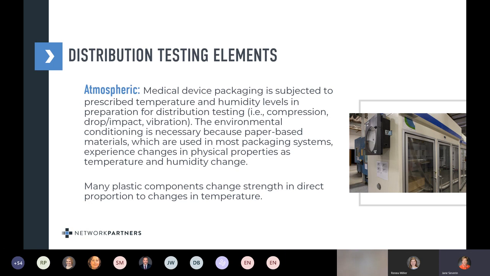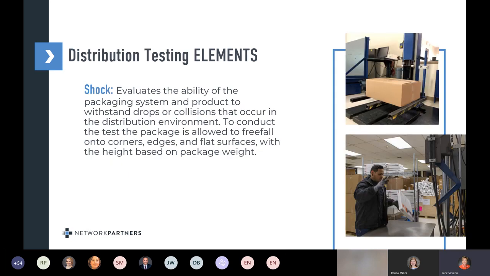This element has been confused in the past with accelerated aging. This, of course, is not accurate. Accelerated aging is its own entity. Shock evaluates the ability of the packaging system and product to withstand drops and collisions.